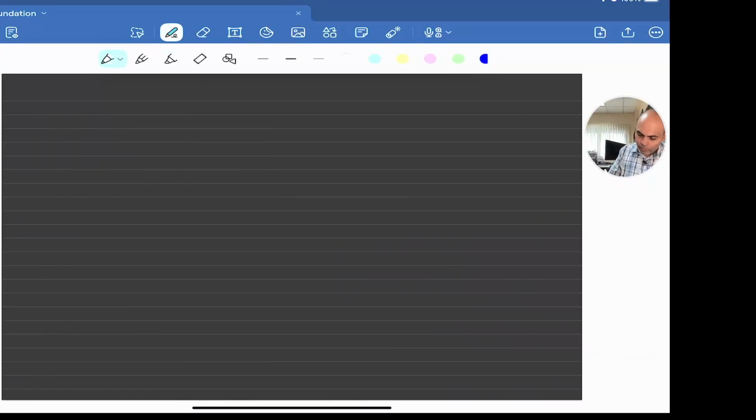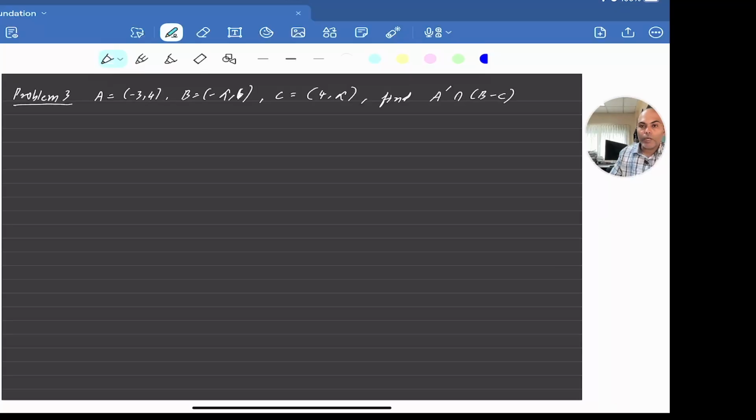Let's do a problem. We have 3 sets given: A, B, where B is between minus infinity and 6, and C between 4 and infinity. And let's find A complement intersection B minus C.